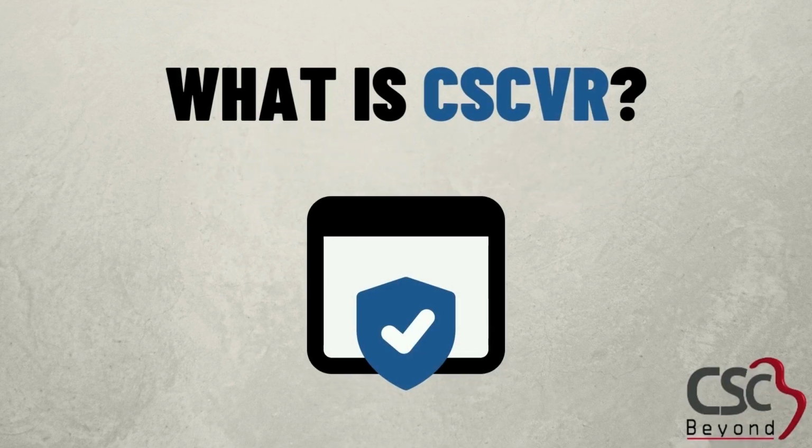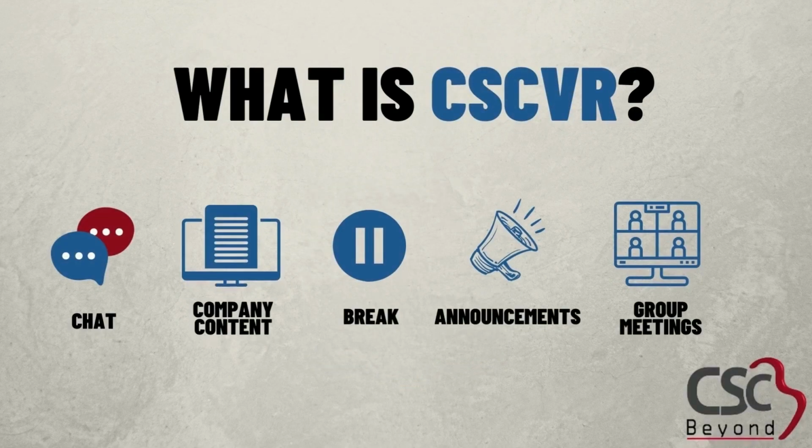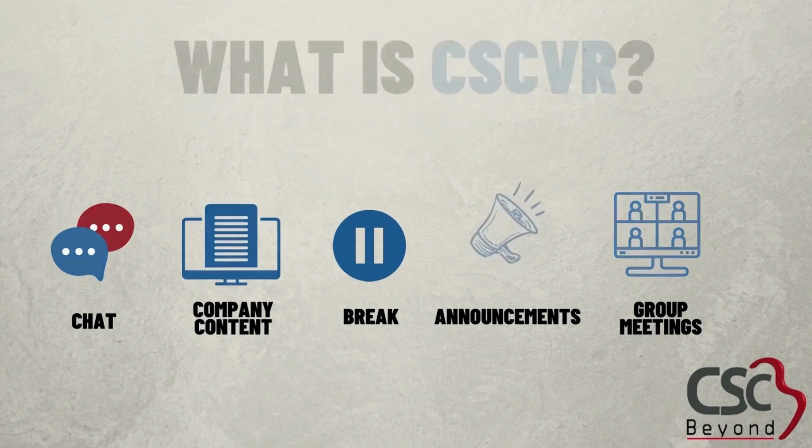But first, let's answer the question, what is CSCVR? CSCVR is an online employee engagement platform that provides employees with access to helpful company content, self-service functionality, live chat with admins and other agents, and more. In this video, you will learn about the CSCVR features you'll be using on a daily basis.